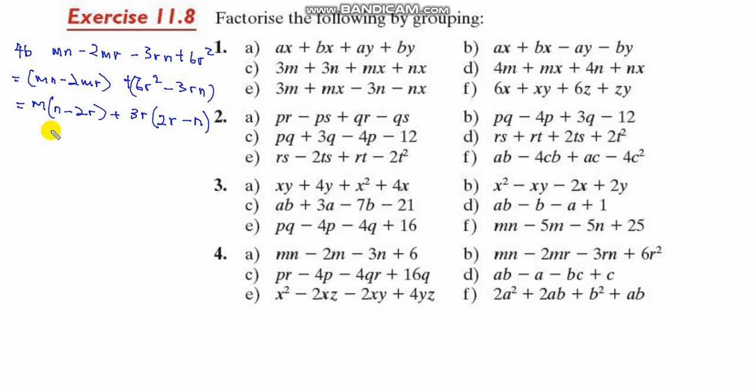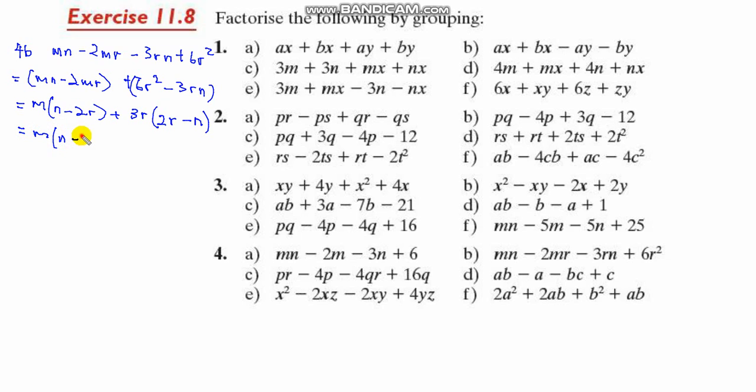Okay. Now that is n minus 2r, and then this is not n minus 2r, but 2r minus n. Therefore, this and this are not the same. Therefore, they don't have a common factor. So if you work it out until this stage, you end up with two of them not the same, then you cannot proceed.